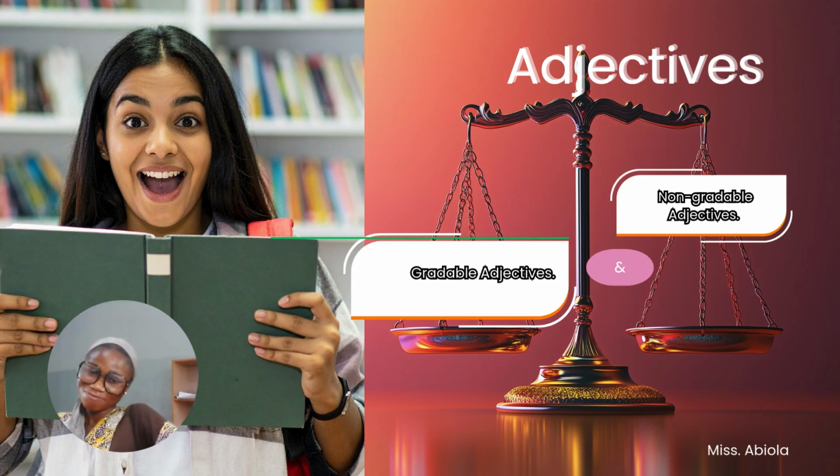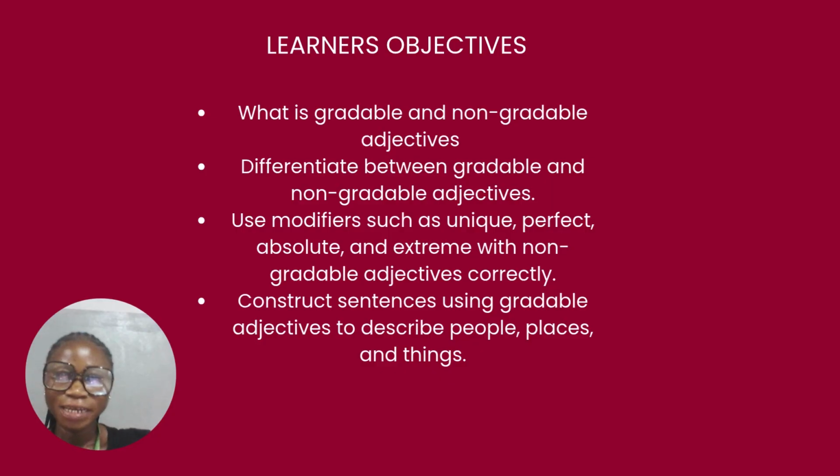By the end of the lesson, students should be able to tell us what gradable and non-gradable adjectives are, differentiate between gradable and non-gradable adjectives, use modifiers such as unique, perfect, absolute, and extreme with non-gradable adjectives, and construct sentences using gradable adjectives to describe people, places, and things.